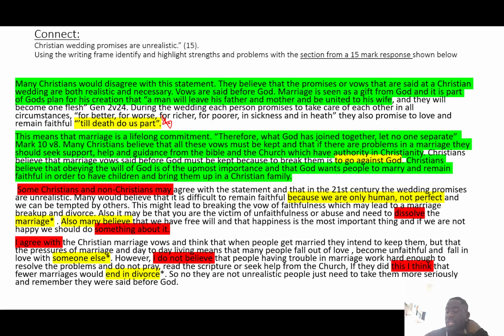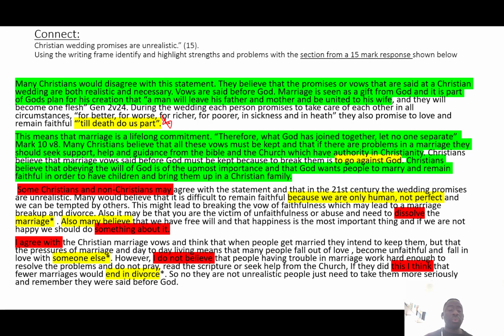Also, many believed. So, who are the many? Become unfaithful. So the next one, become unfaithful and fall in love with someone else. That's a bit wishy-washy. How do you finish that sentence off properly? Because it feels unfinished. The last one, if they did this, I think that fewer marriages would end in divorce. Based on what? What are you basing that on? They would end in divorce. Why and where? So again, it's just thinking about how you make sure you finish off your sentences as well.